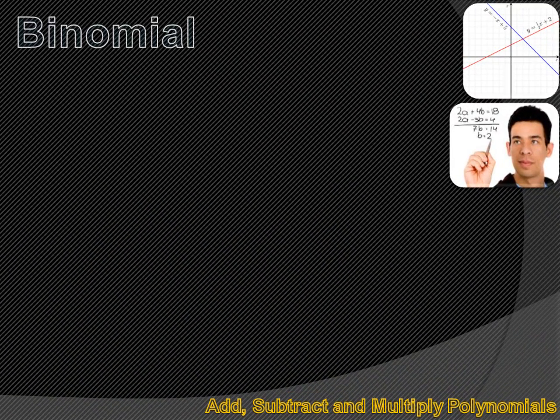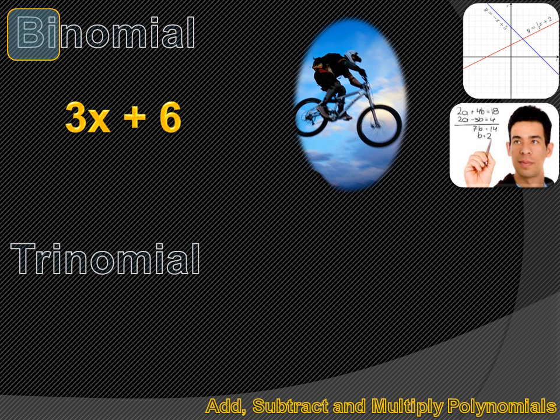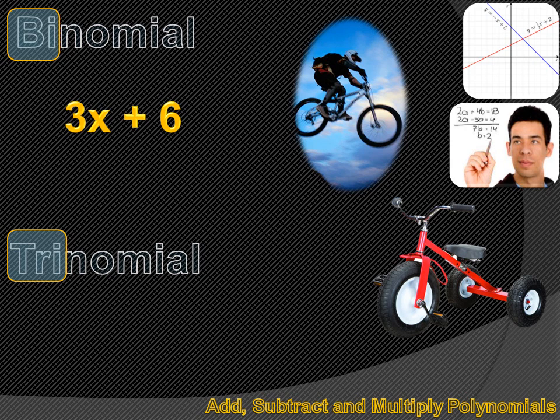Well, how about a binomial? What does binomial mean? Well, it's a nomial and it's got a bi in front of it. That's like a bicycle. How many wheels are on a bicycle? There are 2 wheels on a bicycle. And a binomial has 2 terms. How about a trinomial? Tricycle. 3. A trinomial has 3 terms.